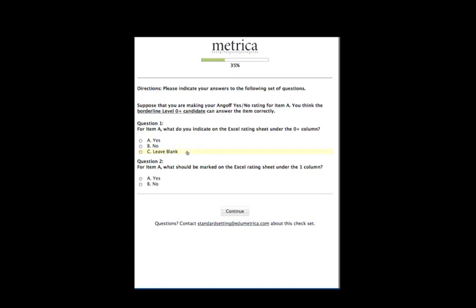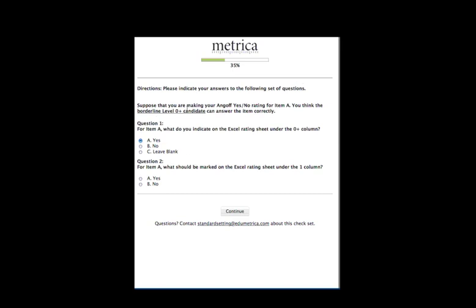The first question is about a hypothetical item, item A. Let us suppose that you think that the borderline level 0 candidate can answer that item correctly. First question is, what should you indicate on the Excel rating sheet under the 0+ column? The answer there is A, because that is precisely what yes under the 0+ column means. It means that for that item, you believe that its borderline level 0+ candidate can answer that item correctly.